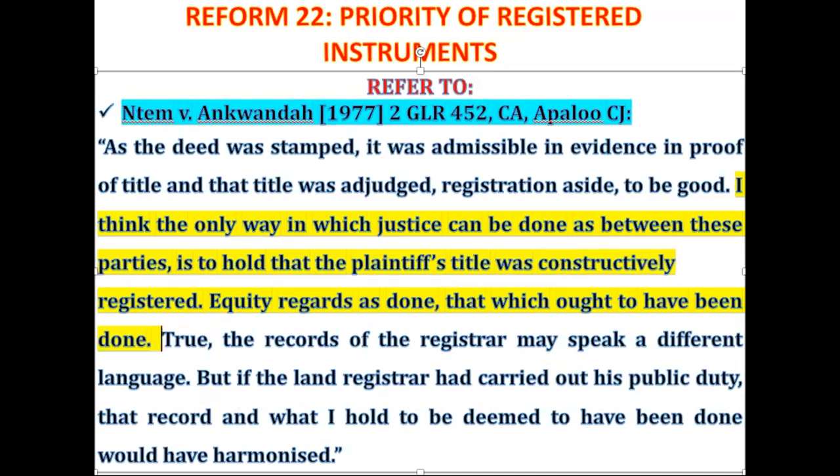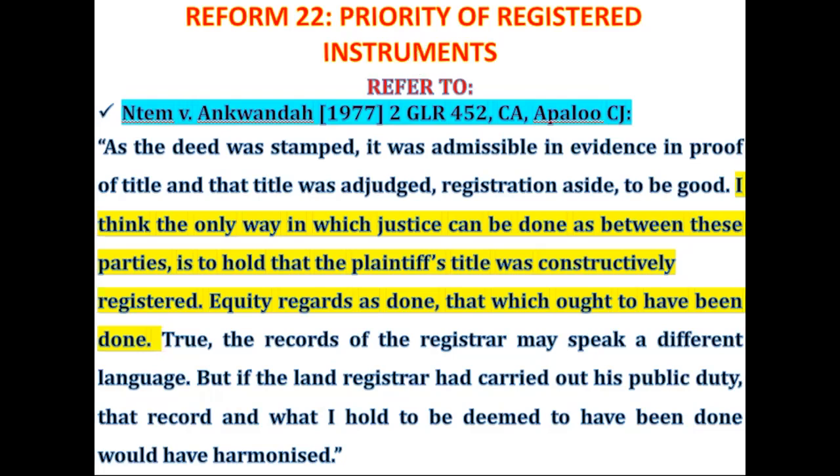So Apaloo said that I think the only way justice can be done as between these parties is to hold that the plaintiff's title was constructively registered, because he was trying to bring justice, because the law under the Act 122 was saying that we will construe it from the date of registration. Apaloo says that is a bad law, and Apaloo says that he has developed what we call constructive registration in order to bring justice and fairness.